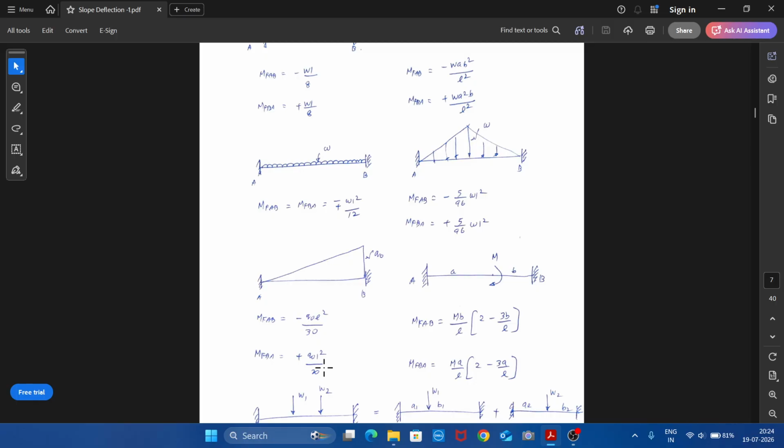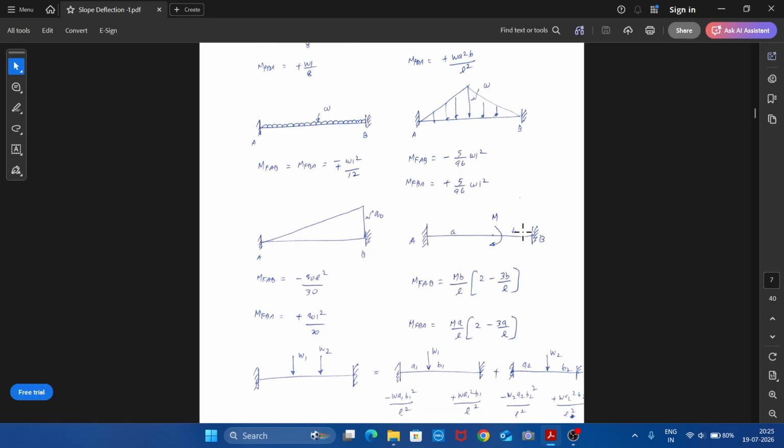Moment at the right end will be plus Q0 L squared by 20. In case the load is the other way, say Q0 is here and 0 is here, then this will be minus Q0 L squared by 20 and this will be Q0 L squared by 30. Because where the intensity is more, the moment will be more. So when the moment needs to be more, the denominator has to be less. When the denominator is less, you will get more moment. When the denominator is more, you will get lesser moment. So accordingly, we can remember these values.